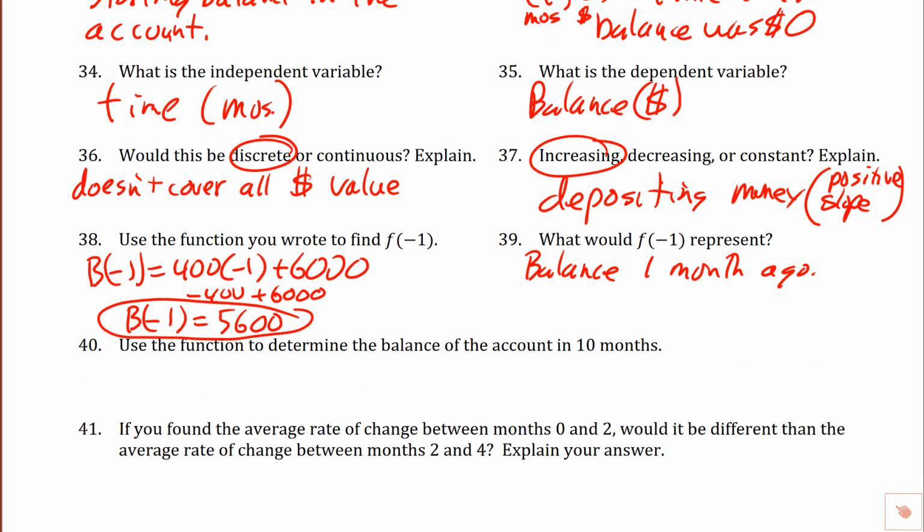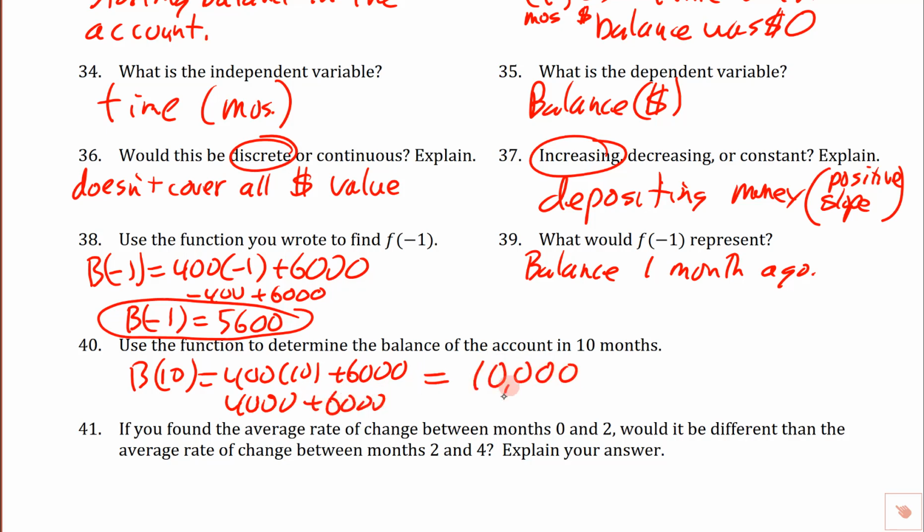And then it says use the function to determine the balance of the account in 10 months. So that's going to be the balance in 10 months' time. So we're going to do 400 times 10, and then we're going to add the 6,000. 400 times 10 is 4,000, plus 6,000. So the answer on that one is 10,000. Let's go ahead and put a dollar sign on there because there's going to be $10,000 there.